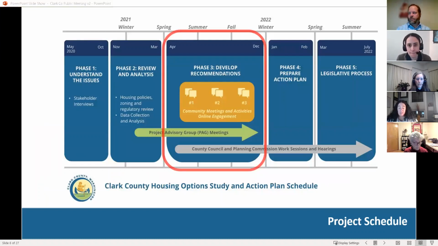This slide shows the general project schedule, indicating the project's 5 major phases. The project is currently in phase 3, develop recommendations, which you can see here outlined in red. The advisory group has developed a list of strategies that have the potential in assisting in the effort of providing additional housing types in the study area. At this stage of the project, they are seeking input from the public on those strategies so that they can finalize their list of final strategies to be included in the action plan.